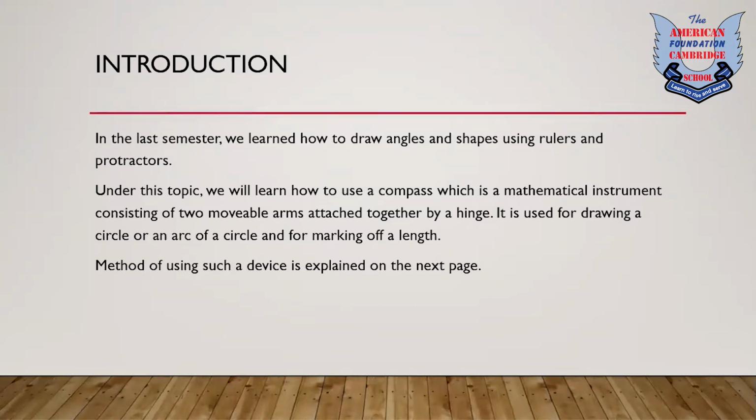The compass is the one with a pointy head and the pencil stuck to it. I surely know that you all know about that thing, which is a mathematical instrument consisting of two movable arms attached together by a hinge. It is used for drawing a circle or an arc of a circle. An arc basically means a curve cut that you put on a figure to measure its length or to mark its length.